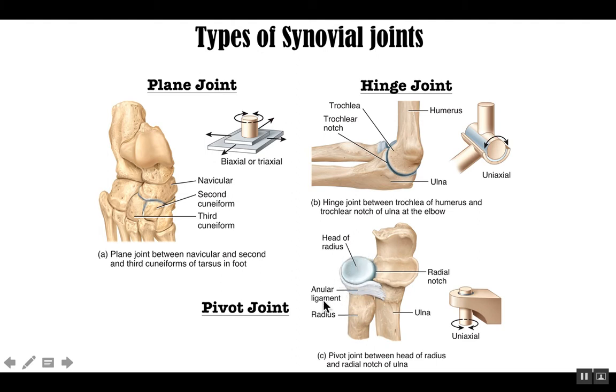known as the annular ligament. And then the radius is allowed to spin inside that ring. And that allows you to turn your palm over or pronate. The other pivot joint we've heard of is the atlantoaxial joint, which is formed between your atlas and your axis.